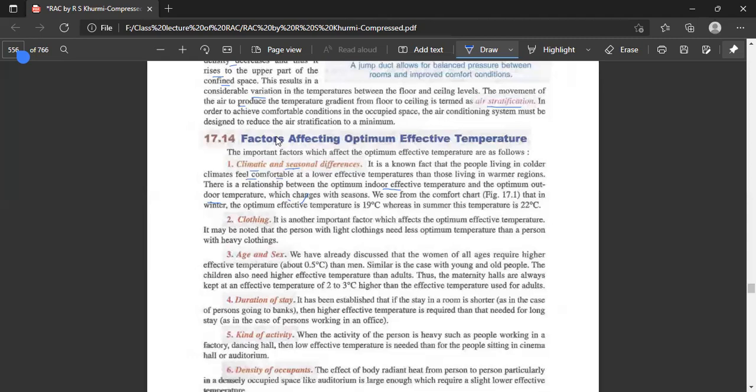Similar is the case with young and old people. The children also need a higher effective temperature than adults. Thus, the maternity halls are always kept at an effective temperature 2 to 3 degrees centigrade higher. So maternity halls are kept at a higher temperature. Ladies require more effective temperature than the men, and so do children. So in places like maternity halls, we keep a comparatively higher temperature, not very high, but around 0.5 to 1 degree centigrade above the surroundings.